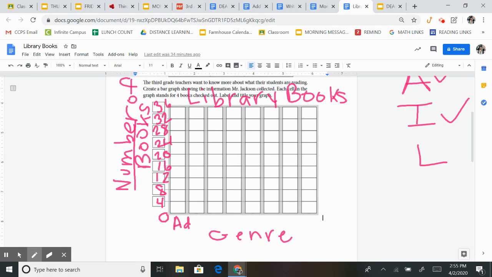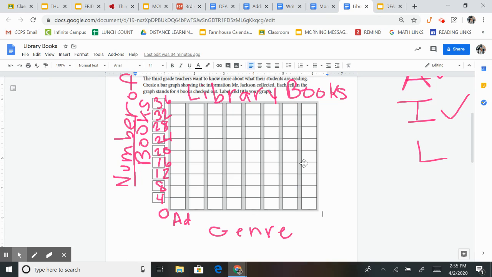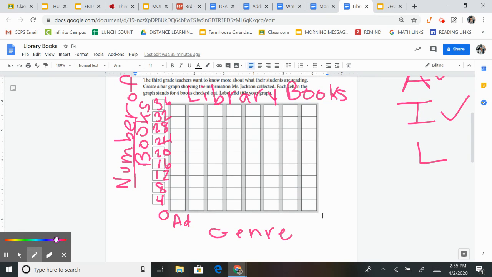So this part is pretty much done for you, which is typical on test questions that you'll see, and in real life questions that you'll come in contact with as you go throughout school. You usually aren't going to have to create intervals on your own anyway, so me giving you this really isn't a huge deal. So here's your intervals, and we said that for the adventure genre, there were 32 books checked out. So we're going to take our pencil or our draw tool, whatever you're using, and we are going to shade up to 32 to represent that that genre had 32 books checked out.